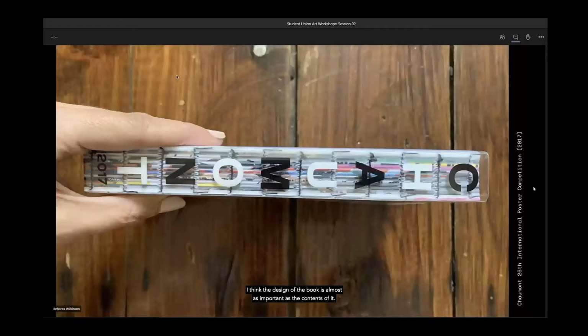I think the design of the book is almost as important as the contents of it. So books are great. Go check them out. You don't have to buy them. You can borrow them. You can go to the library and look through the shelves and take photos. I do that all the time when I start a design project.